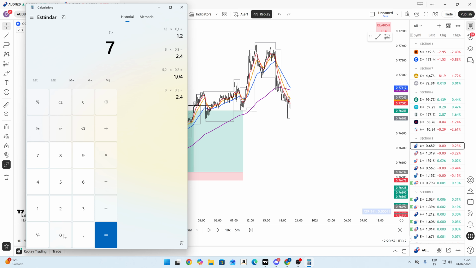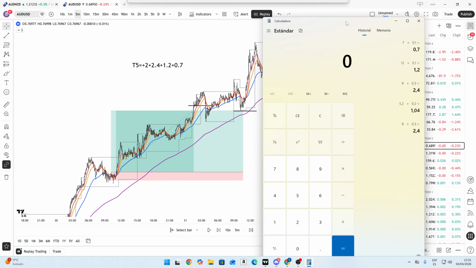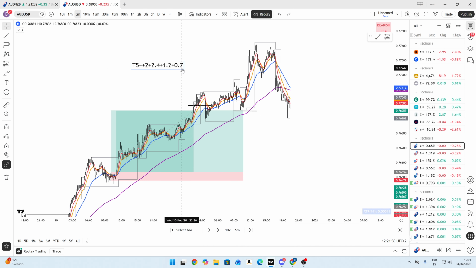7 times 0.1 equals obviously 0.7. Now we have plus 0.7. This is the full position, and we have a total. Let's sum it all up. It's 2 plus 2.4, which equals 4.4, plus 1.1, which equals 5.5, plus... wait, 5.6 plus 0.7, which obviously equals 6.3. Sorry, now we have a full 6.3.